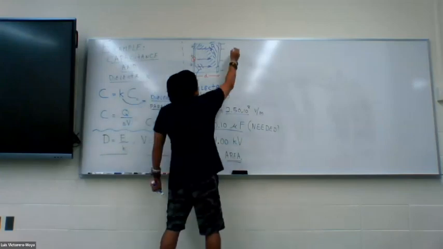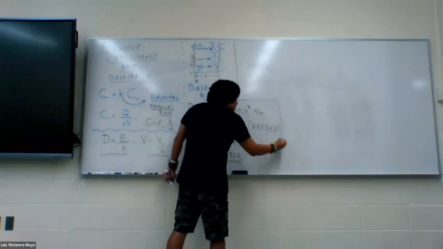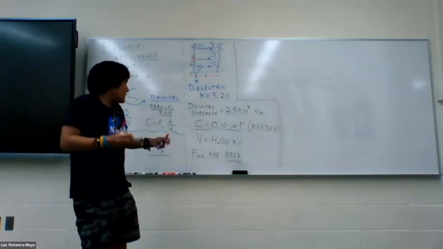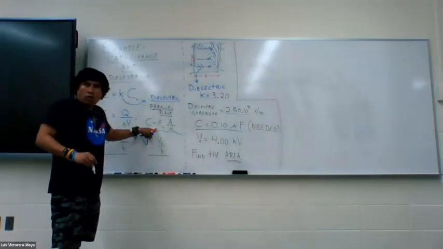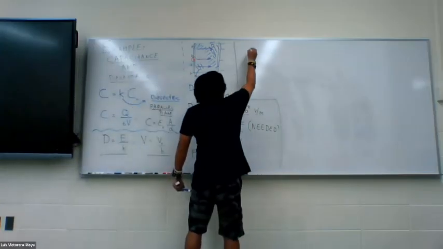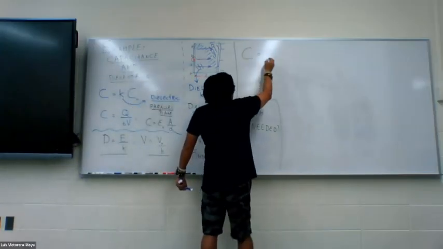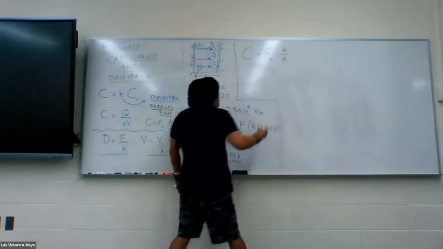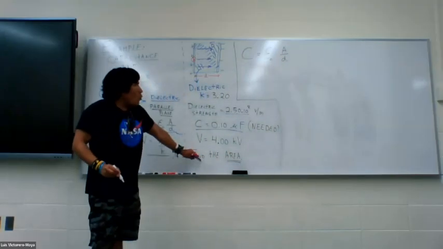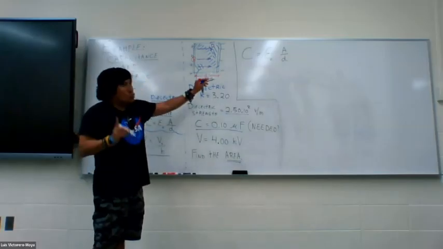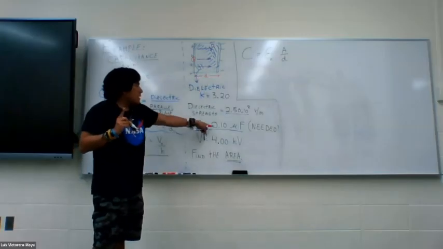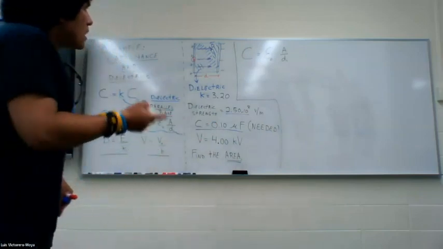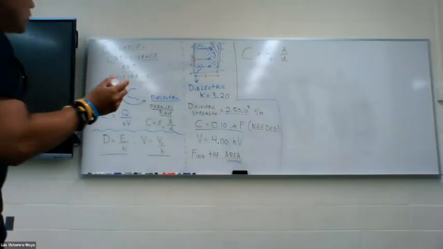Well, even though you have a dielectric, the capacitance equation still holds. So you basically use this equation, right? The area is what you want. The distance you don't have. The capacitance is this. And epsilon naught is a constant. You need to find the distance between the plates.